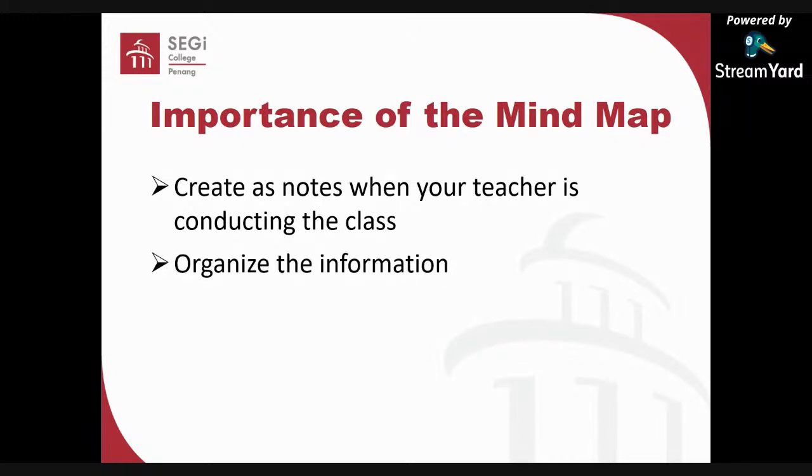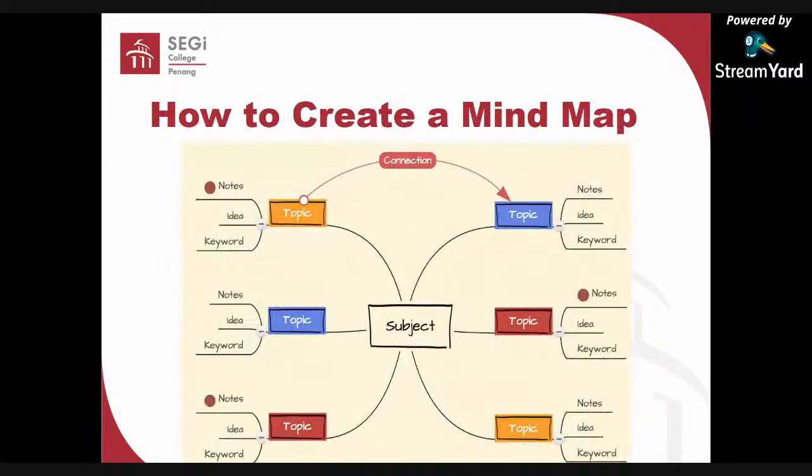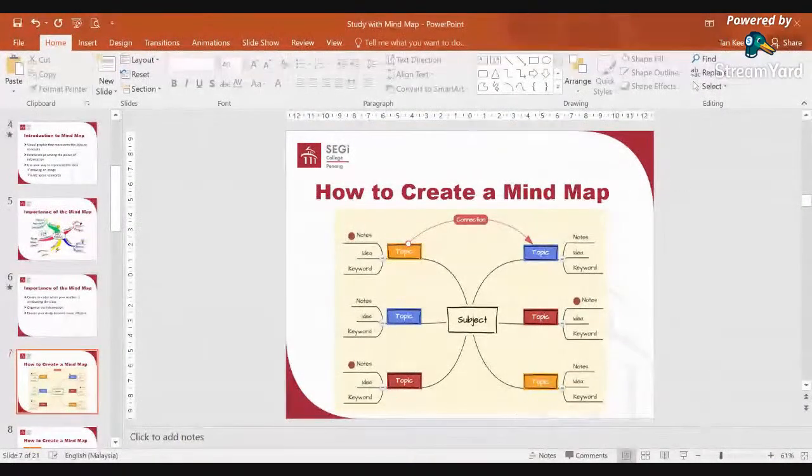The second thing, from here you can organize your information. Instead of reading one whole page of a passage, you can use a mind map to help you organize the points, the explanations and the keywords. Next, from here, you make sure your study becomes more efficient. Using this mind map is actually a big help, like the benefits I mentioned just now that you can gain from the mind map. So from here, I temporarily stop. May I know any questions?